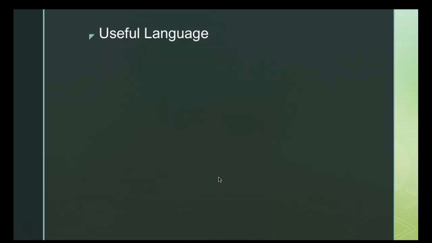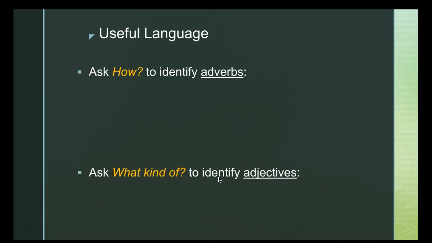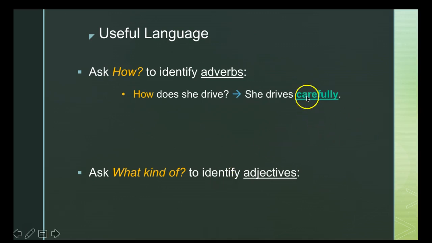Some useful language that might help you understand the difference between adjectives and adverbs. You could ask how to identify the adverbs in a sentence. You can ask what kind of to identify the adjectives in a sentence. So for example, how does she drive? She drives carefully is the answer, and in carefully, that is the adverb. So how does she drive? The answer needs an adverb. She drives carefully.